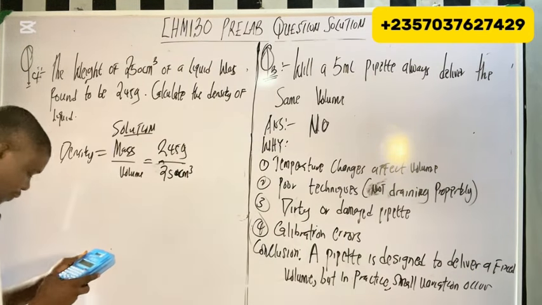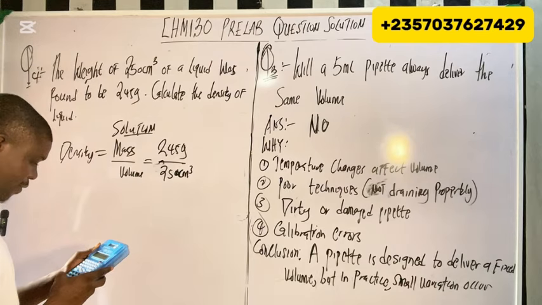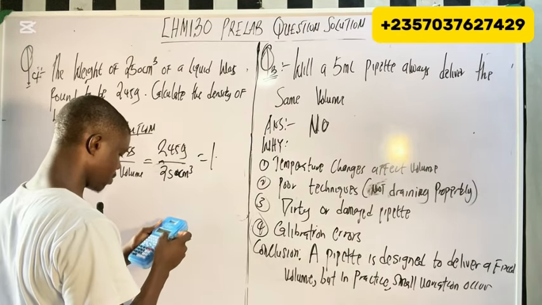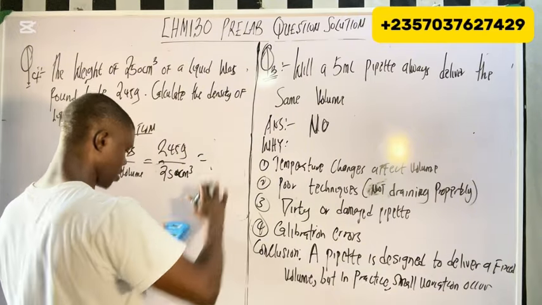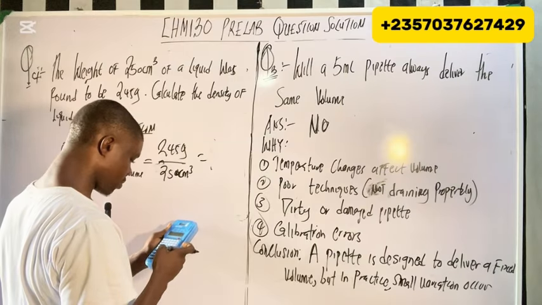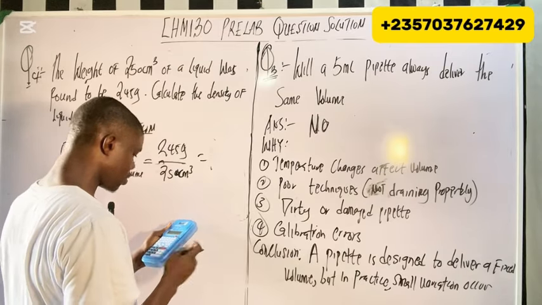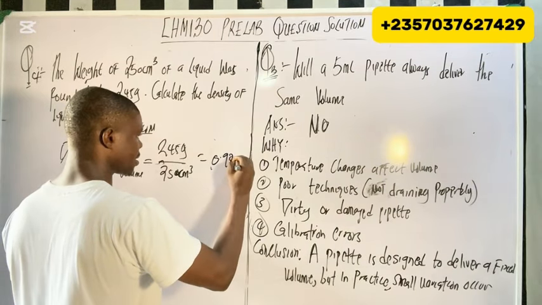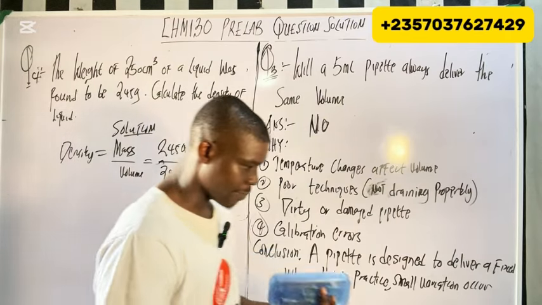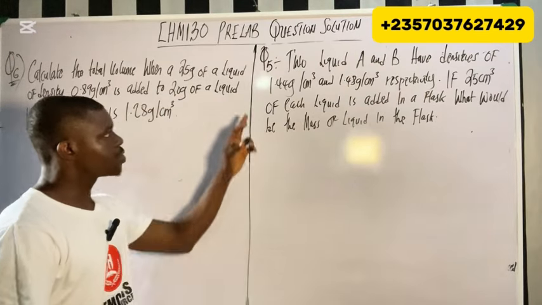So we have 245 divided by what? 250. Here we have 1 point... No, this 1 point... 245 divided by 250. So here was 0.98 gram per cm cube, or gram per what? Per mil.